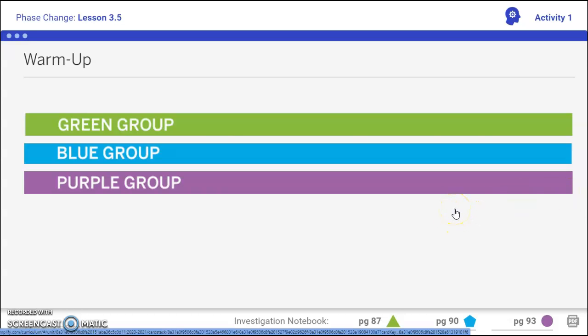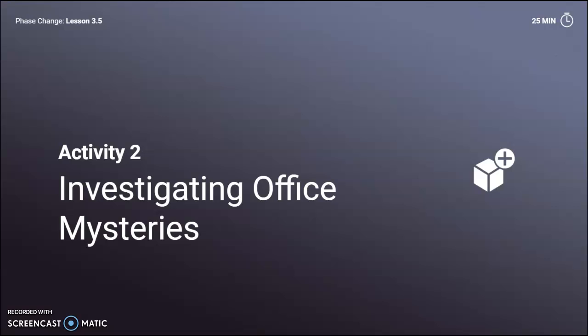Now, if you notice, when you come into your warm-up, you are either in the green group, the blue group, or the purple group. So you're going to need to choose your lesson based on those colors. You will also need to group yourself with a person that has the same color so that you can work on the activity together and discuss. With your warm up, it will just tell you what color group you are in.